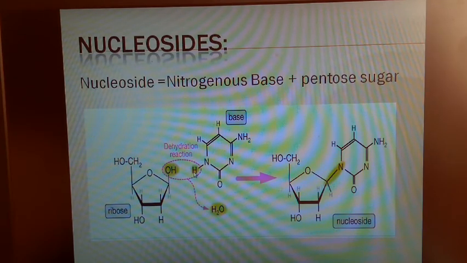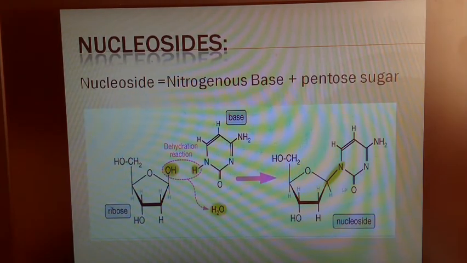Likewise, if it is leaving as H plus, then this nitrogen will be getting a negative charge. Carbon with a positive charge bonds with the negative charge of nitrogen, forming a bond with this one. This is called a glycoside bond, that is N-glycoside. Since the nitrogen is involved, we call that one N-glycosidic.